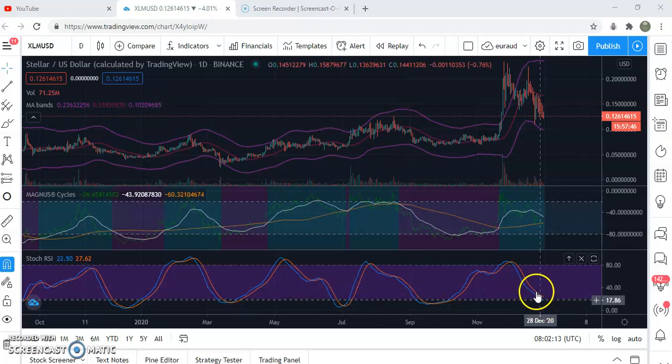And now what we see here is that the stochastic RSI is entering the so-called oversold area. Now, I've explained several times that talking about oversold and overbought areas is a misconception of technical analysis. There doesn't exist any overbought or oversold area. This is an extremely important concept.